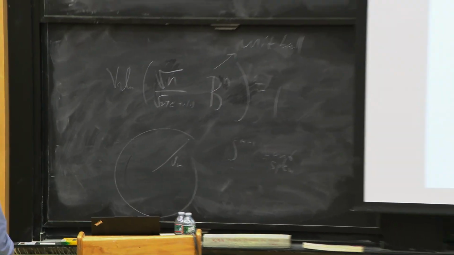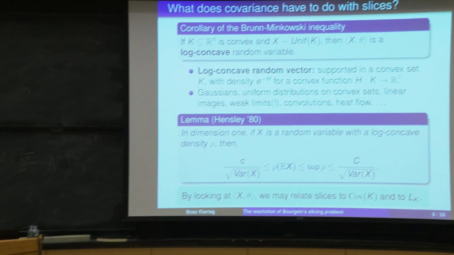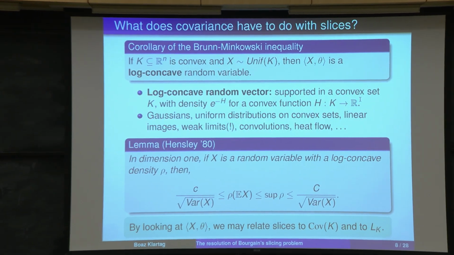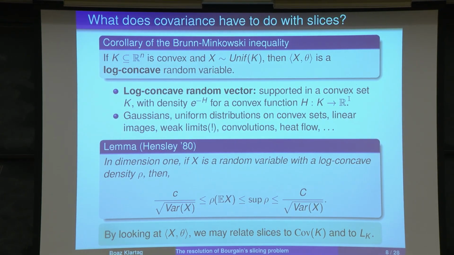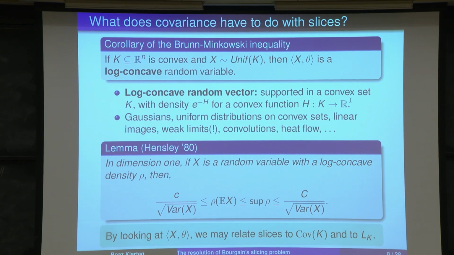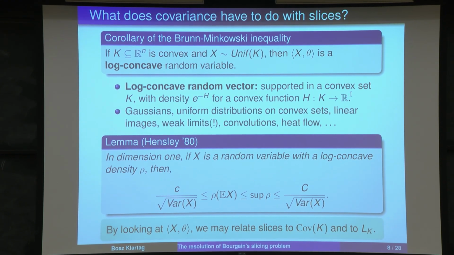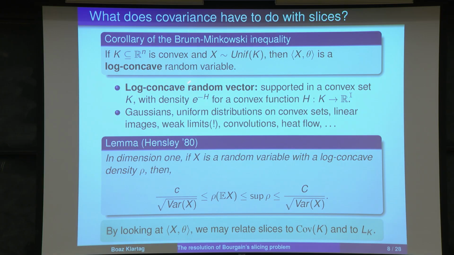Okay, so how to connect covariance to volumes of slices? There is a basic corollary of the Bourgain inequality, which you can prove by looking at slices of a convex set. It says that if you have a convex set K in Rn, and you take the uniform distribution on K, this is random vector X, then the scalar coordinate of X with any fixed vector theta is a log concave random variable. And what is a log concave random variable? A log concave random vector is anything which is supported in some convex set with density e to the minus h for some convex function h.